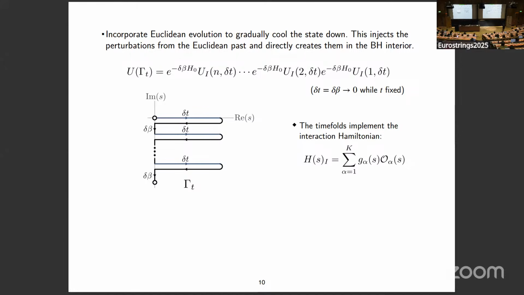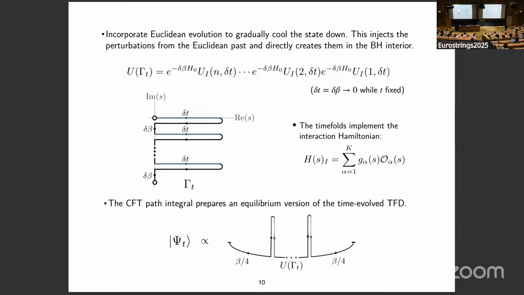Formally, this operator can be written as some path integral in the CFT along some complex time contour, which looks like this. Okay, it doesn't matter really what it looks like for this talk, but the point is that even though these time folds might look a little bit exotic, they are there to implement the interaction Hamiltonian where only the Brownian time evolution is important, and the bare Hamiltonian of the black hole is not contributing to this kind of evolution.